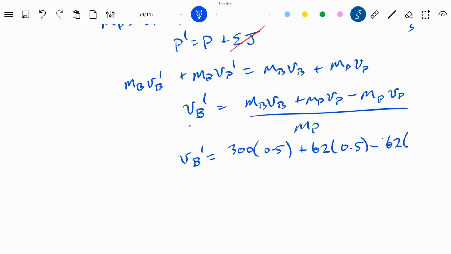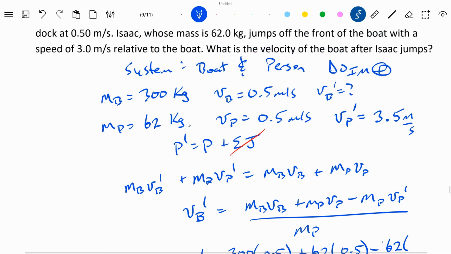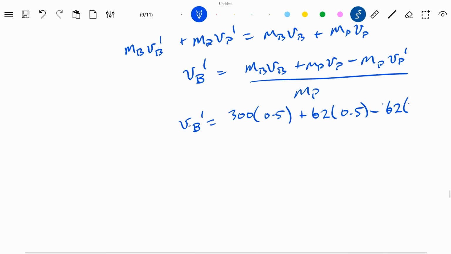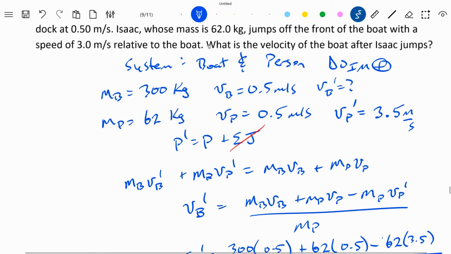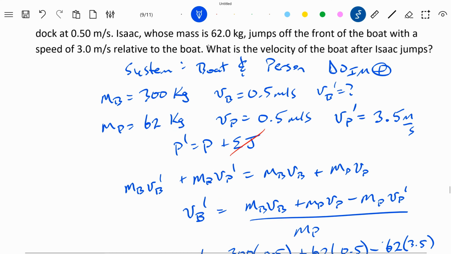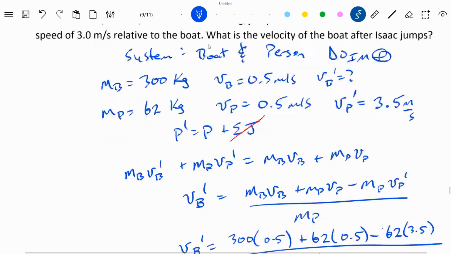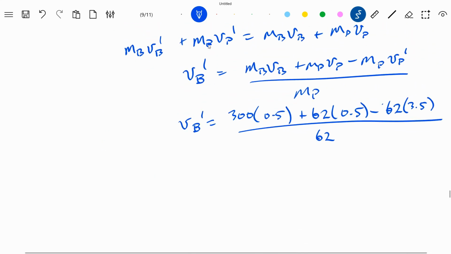Prime, right? I'm subtracting that over to the other side here. So V of person prime, which is 3.5, all of which is over the mass of the person, which was 62. And, you know what? I said I was going to get lazy not until next time. I think I'm officially lazy now. I'm not going to bother putting the vector notation in. You guys get it, I'm sure.